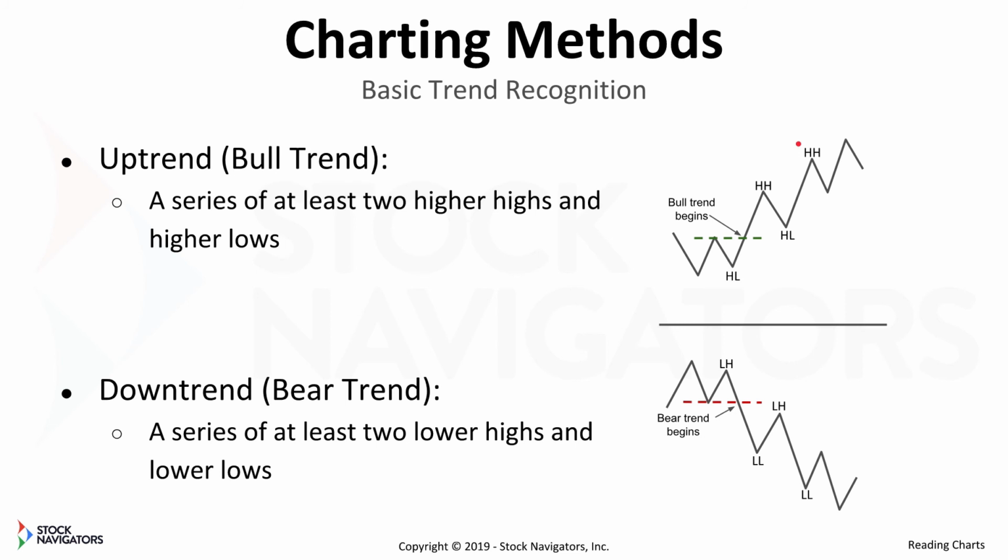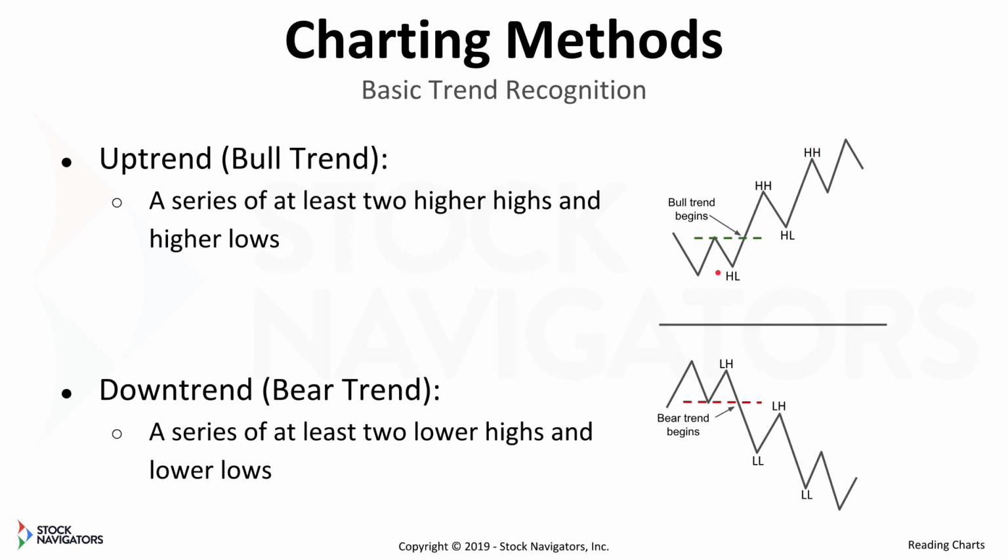The reason it needs to be 2 is because you could easily have a market do this, form a higher low, a higher high, a higher low, a lower high, and then a lower low and lower high, lower low, and then keep on going down. Okay? So you need to, by the textbook anyway, you need to see 2 higher highs and 2 higher lows in order to define an uptrend.